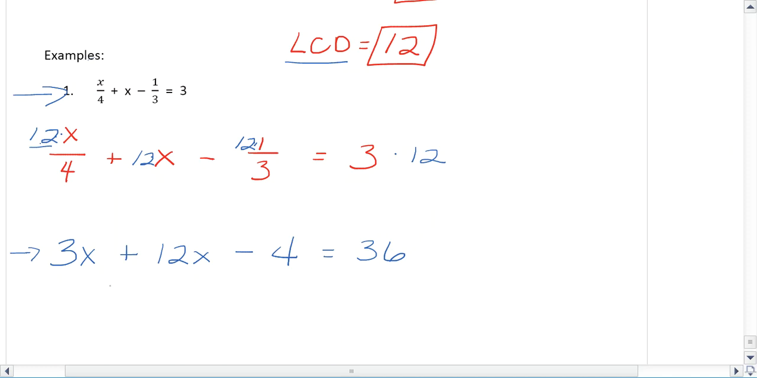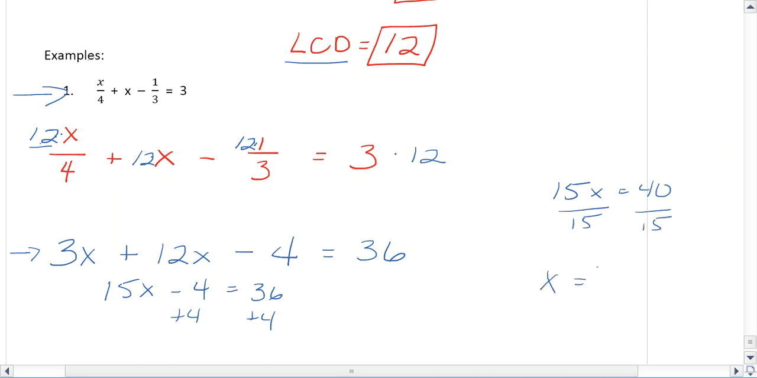So now we just solve it as usual, combine like terms, add 4 to both sides, continue over here, divide both sides by 15. So x is 40 over 15. This is a fraction that can be reduced, so we're going to reduce it by 5, and we end up with a final answer of 8/3.